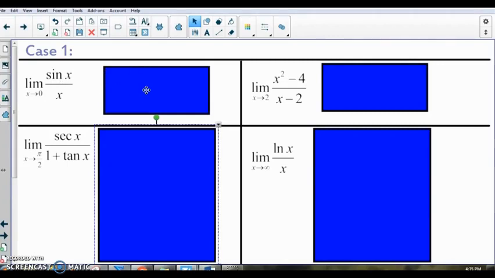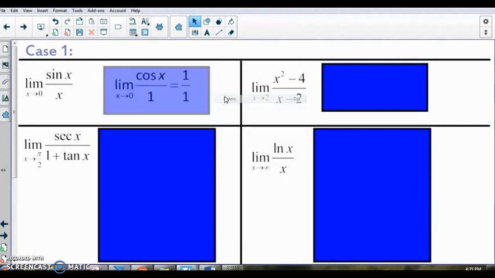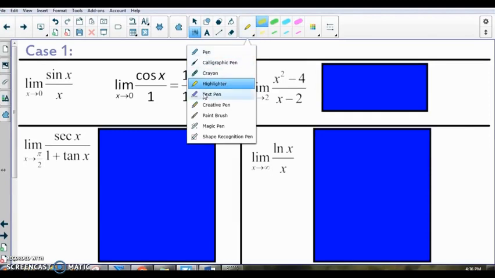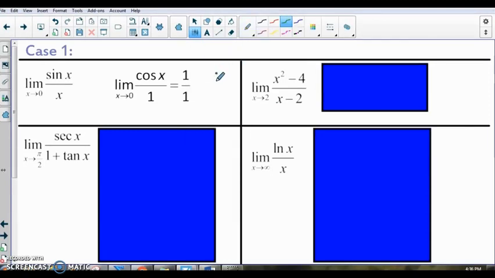And when you do that, you end up with cosine x over 1. Cosine of 0 is 1. So the whole problem has a limit of 1. So done deal. Okay, we're going to move to the problem to the right.